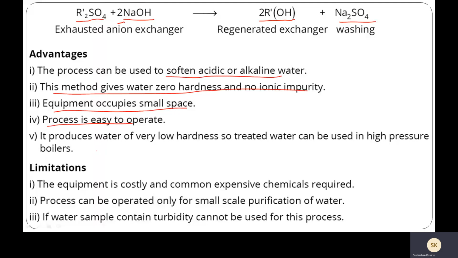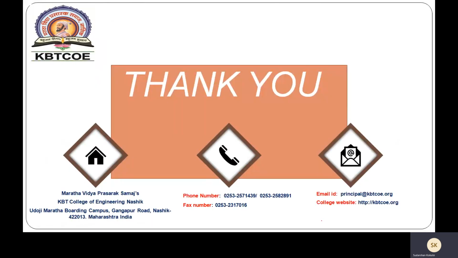The limitations of this method: the initial investment is very high, right? The equipment is costly, and running expenses are very high, right? This is one limitation. The second limitation is that the process can be operated only for small scale purification of water, right? It cannot be used for large scale purification of water. And if the water sample contains turbidity, then this process cannot be used. These are the limitations of the ion exchange method.